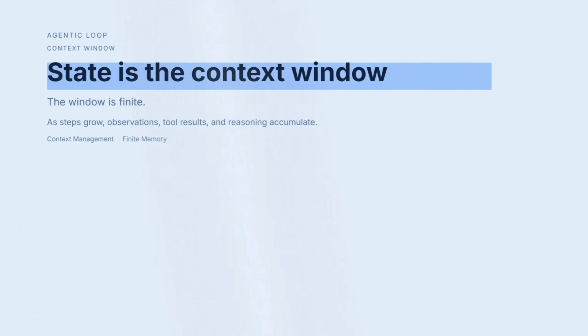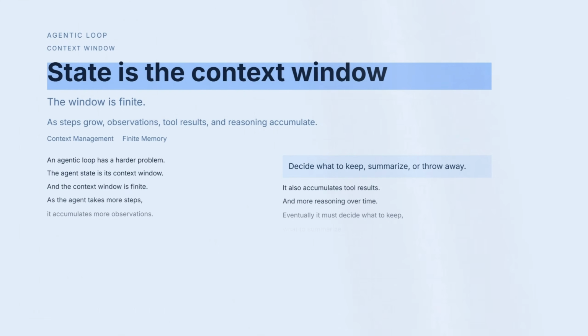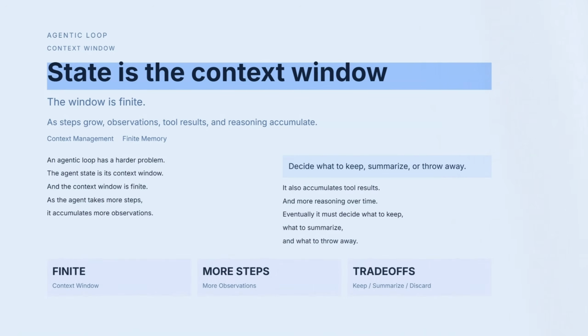One more piece, and this one's more subtle, but it matters. State management. In a linear automation, state is easy. You pass a data object forward. Each step reads from it and writes to it. Simple shared record. An agentic loop has a harder problem. The agent state is its context window, and the context window is finite. So as the agent takes more steps, it accumulates more observations, more tool results, more reasoning. It eventually has to make decisions about what to keep, what to summarize, and what to throw away. That's called the context engineering problem. And it's one of the primary reasons agents fail in practice. We dig into it properly in Module 3. The takeaway for now: the longer an agentic loop runs, the more it matters how you manage what's in the loop's working memory.